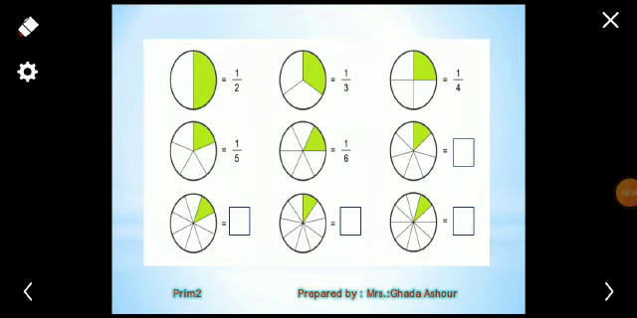What about that circle? Let's count how many parts are in that circle. 1, 2, 3, 4, 5, 6, and 7. So we have 7 equal parts, and we will write 7 at the down part.